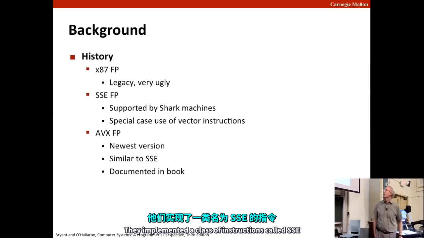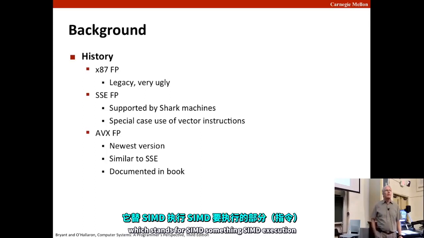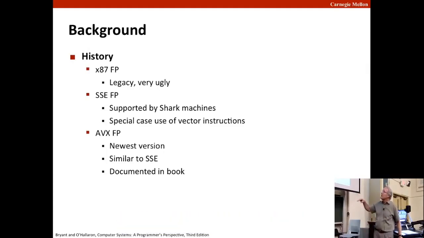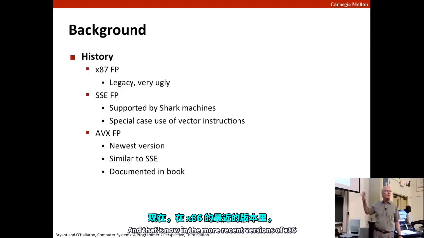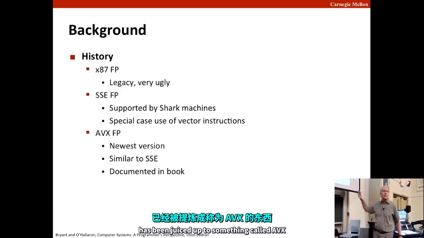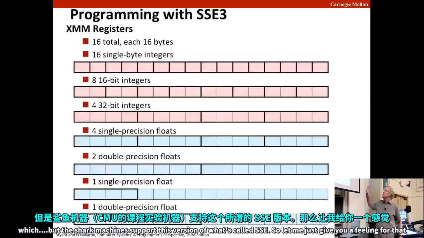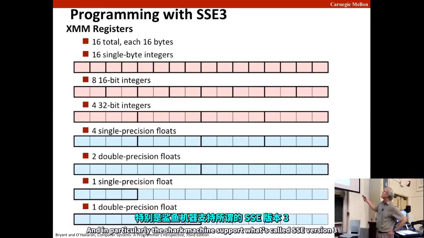And they implemented a class of instructions called SSE, which stands for something SIMD execution. I'll show you in a minute what that means. In the more recent versions of x86, this has been juiced up to something called AVX, but the Shark machines support a version of what's called SSE. Let me give you a feeling for that. In particular, the Shark machines support SSE version 3.